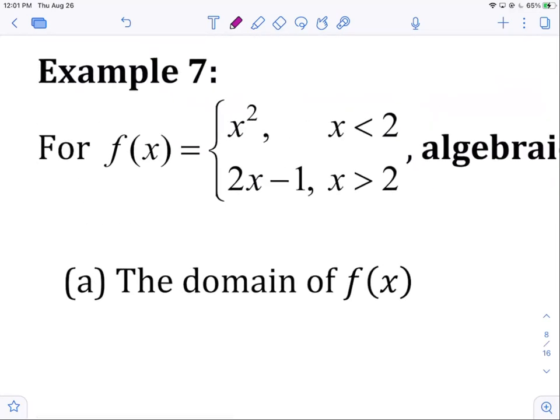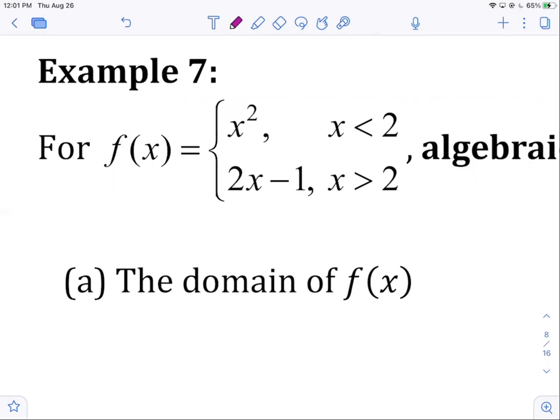Thing we always want to get in the habit of doing is finding the domain. All right, now for the domain of a piecewise function, you really got to look at two things. First of all, and the order is not really important, but I typically look at the pieces first. X squared by itself is a polynomial, continuous everywhere, right? Domain is all real numbers. 2x minus 1, a line by itself, the domain is all real numbers.